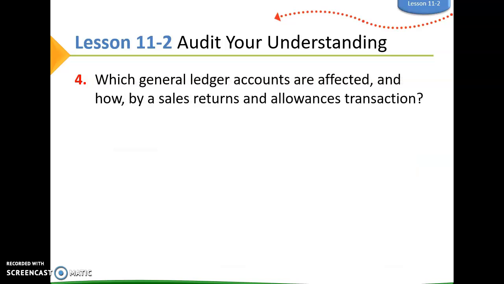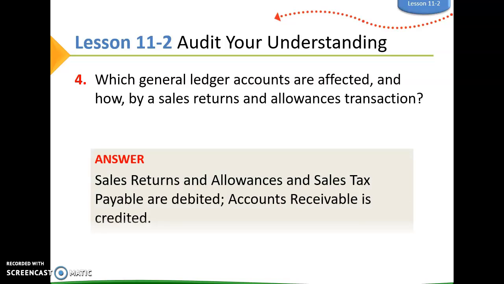Which general ledger accounts are affected and how by a sales return and allowances transaction? So, sales returns and allowances and sales tax payable are debited because sales returns and allowances' normal balance is debit, but sales tax payable's normal balance is credit, but we're reversing that, so we need to debit it. Accounts receivable is credited because accounts receivable's normal balance is a debit, and we need to reduce what someone owes us, so we need to credit it. And that is the end.